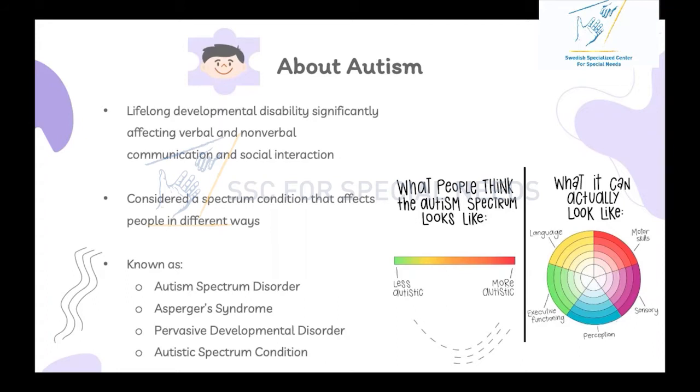Because of all these behaviors and conditions, autism is considered a spectrum condition because it affects people in many different ways. Throughout history, autism has been known as autistic spectrum condition, pervasive developmental disorder, Asperger's syndrome, and today, since 2013, because of all these different conditions I've mentioned, all of them go now under the same umbrella called autism spectrum disorder.